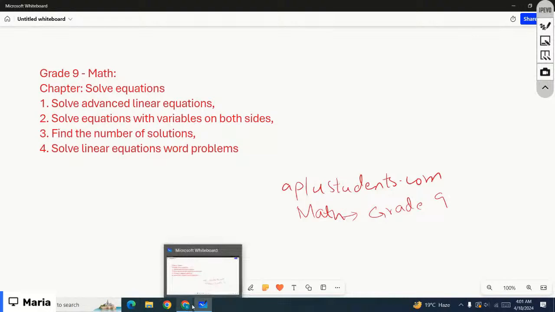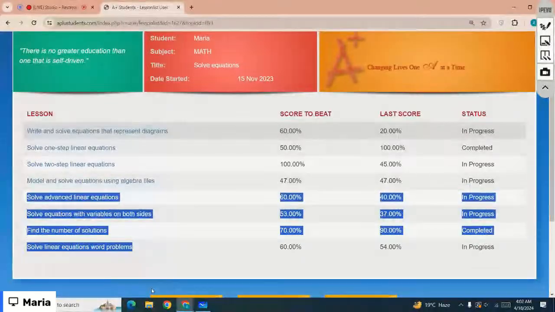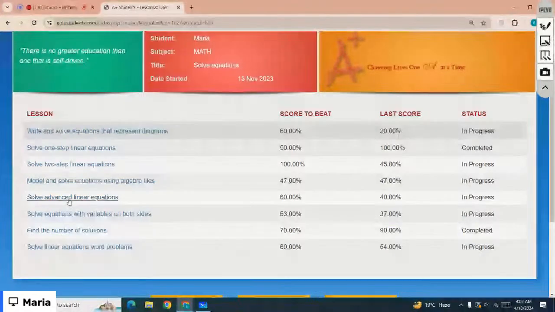Okay, here I'm on grade 9 math. The chapter we are on right now is solve equations. I'm going to start with the lesson solve advanced linear equations.